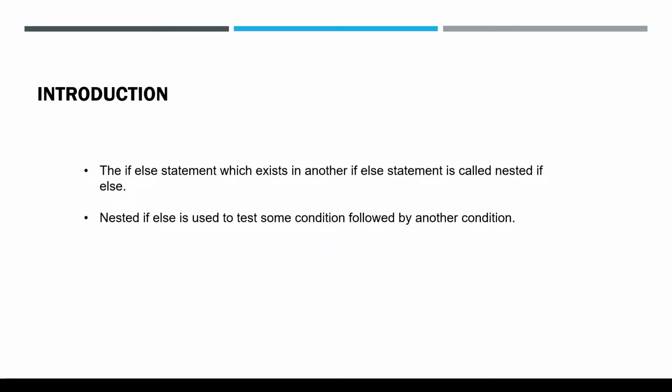An if else statement which exists inside another if else statement is called a nested if else statement. The nested if statement is used to test some condition followed by another condition. For example, let's say we have implemented some logic in our program which says if a particular variable is initialized to some value, then we again have to check that variable against some set of value conditions. Similarly, if the initial condition is false, that means the variable is not initialized to a particular value, we have to check that variable again against a different set of conditions. In that case, we can use the nested if statement.